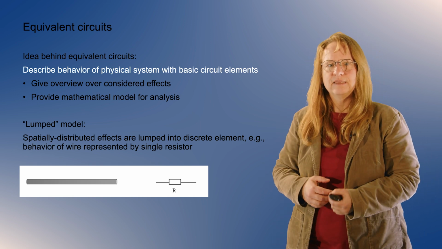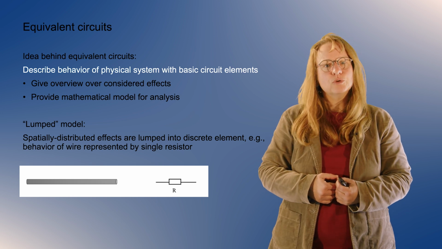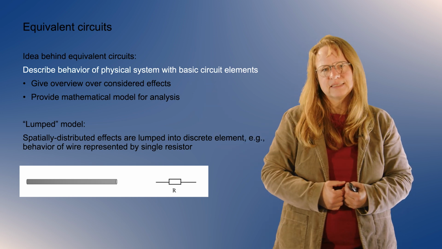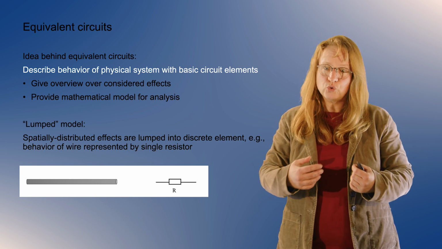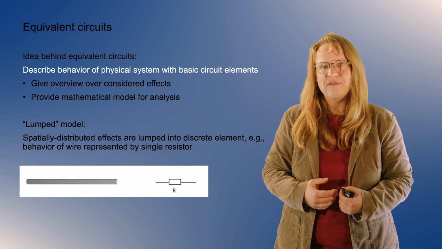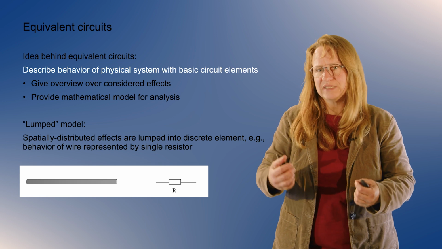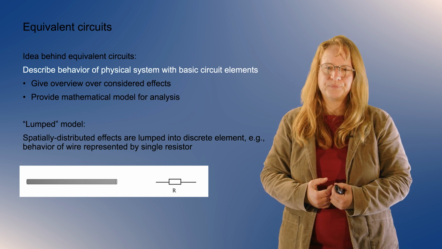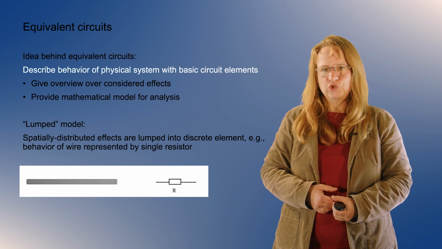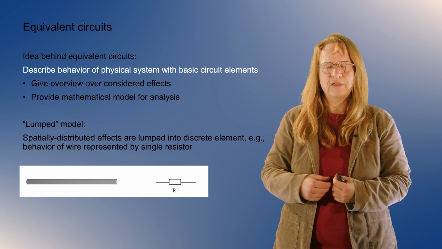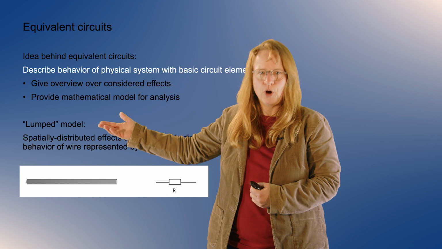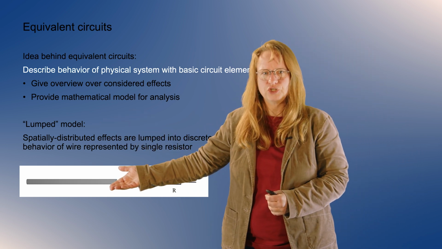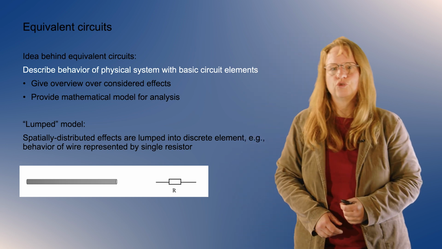And these equivalent circuits are useful because they give you insights into the considered effects, and they also are suitable for deriving a mathematical model of what's happening in the circuit, for the analysis and for the design of the circuit. If we are doing an equivalent circuit, that means, first of all, that we are typically doing a lumped model. So what is a lumped model? Consider we have a conductor as shown here. So we have a conductor of a certain length.